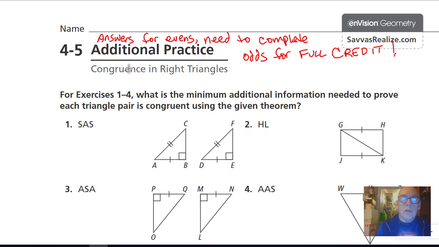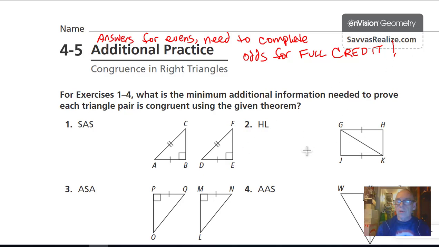Okay, this video accompanies the Reveal 4-5 additional practice on congruence and right triangles. Going forward on the practice problems, I'm going to explain how to do the evens or the odds. If you want full credit, you need to work with somebody or by yourself, show your work, and complete the other ones. So if I do the evens, you need to complete the odds along with the notes for the evens to get full credit. So let's see what we have here.